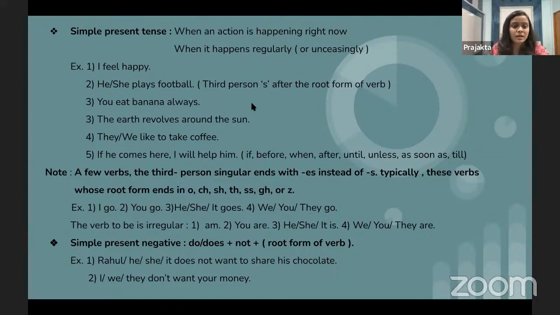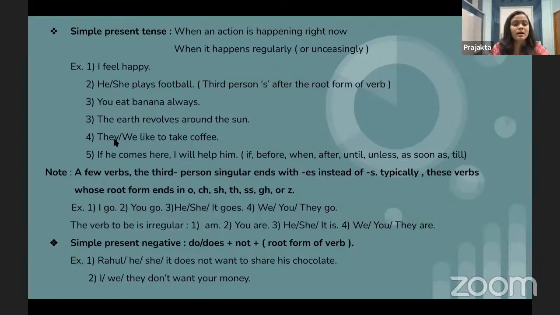The earth revolves around the sun. It is a fact. Whenever we state a fact, we have to use simple present tense in such sentences. We like to take coffee.